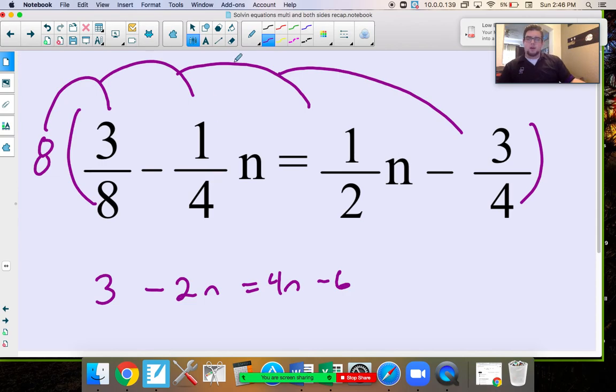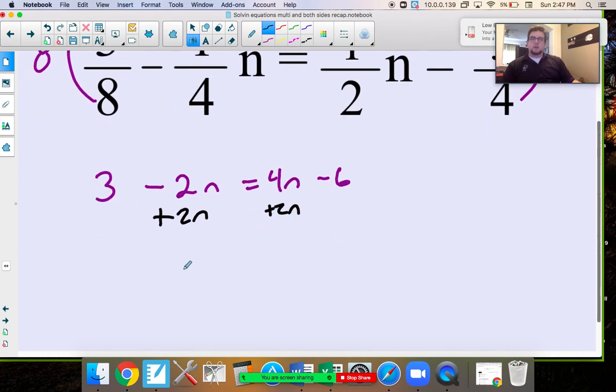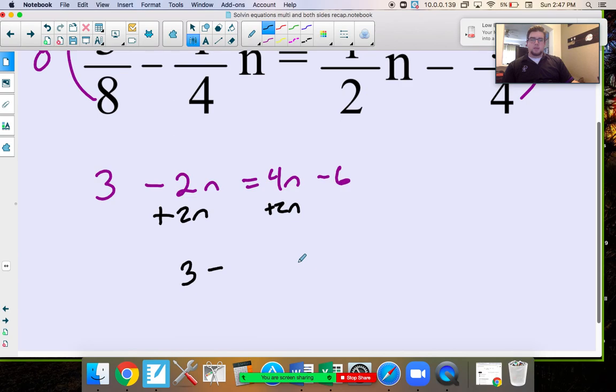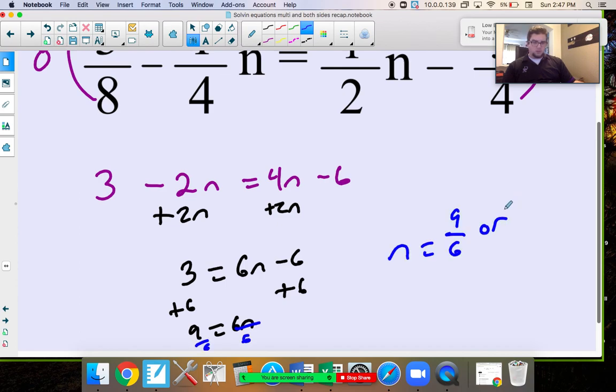And now I just can solve my equation. I'm going to add 2n to both sides. That gives me 3 is equal to 6n minus 6. Add 6 to both sides. It gives me 9 equals 6n. Divide both by 6. So n equals 9/6. Or, the computer's running a little slow right now. We simplify that, 3 goes into both, 3/2.